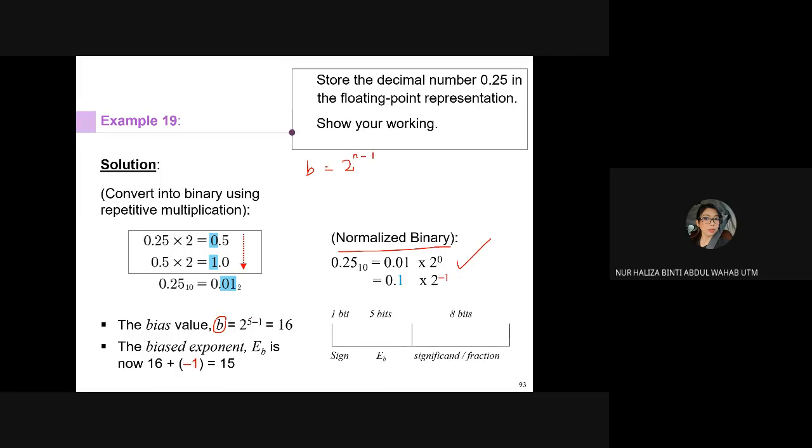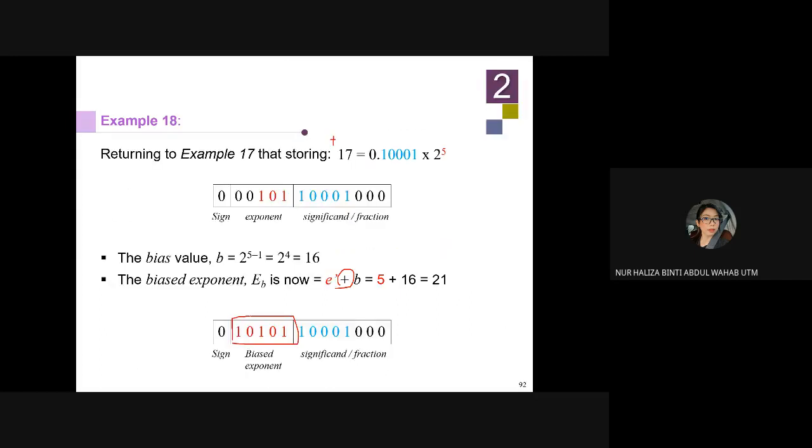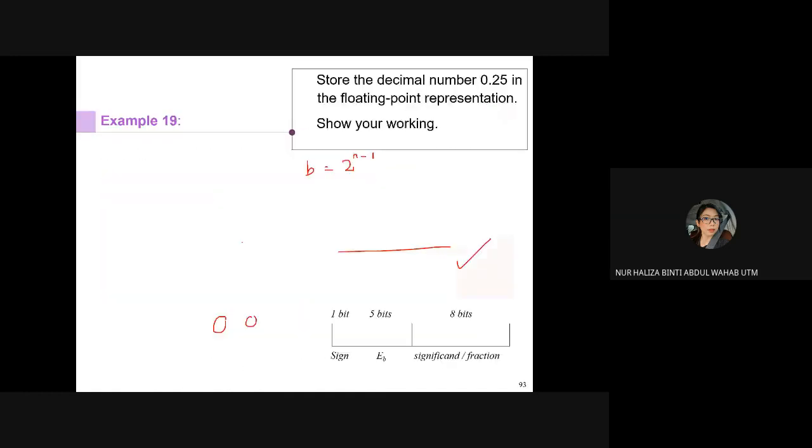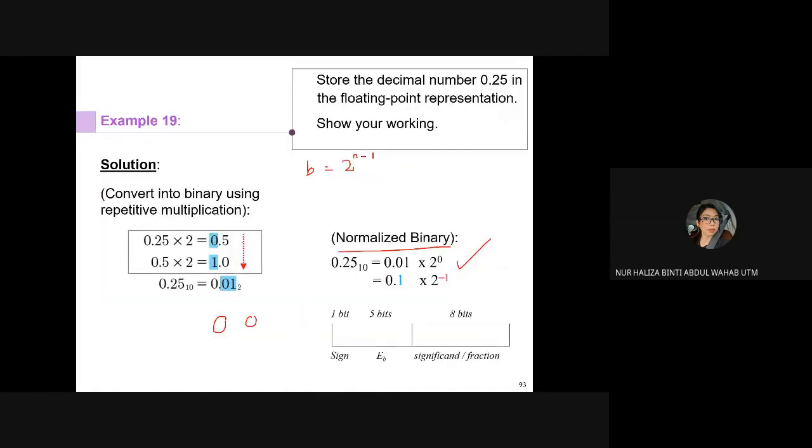Why is the n 5 over here? This one, previously I was wrong. I think n is the digit. Where is it? Okay. N is the number of bits in the binary exponent. So your exponent will be 5. 5 bits. Where are your 5 bits? This is the bits of your exponent. That's why it will be 5.